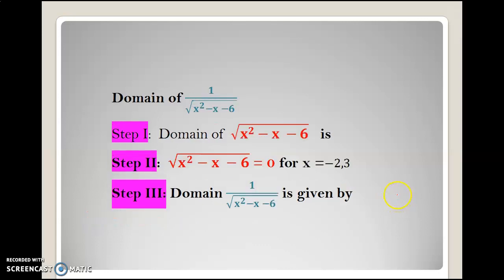Next, 1 upon square root of x square minus x minus 6. First of all, we find the points where x square minus x minus 6 is 0. We can easily find out these points. These are minus 2 and 3.